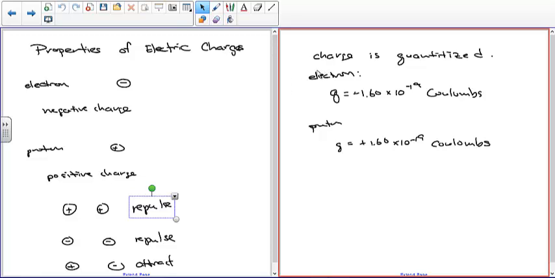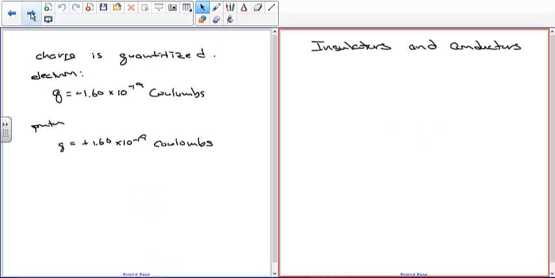Anyway, charge is quantized, so you can't have a charge of negative 0.8 times 10 to the minus 19th coulombs. They're always in exact increments of that. Okay.